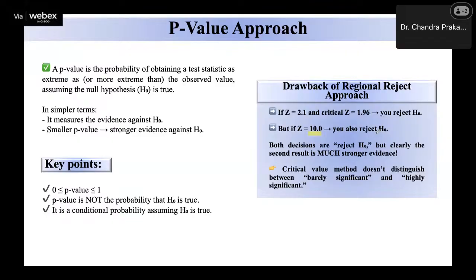So a p-value approach is used. The p-value is the probability of obtaining a test statistic as extreme as the observed value, assuming the null hypothesis is true. It measures the evidence against H0. A smaller p-value means stronger evidence against H0. The p-value is between 0 and 1. The p-value is not the probability that H0 is true; it is a conditional probability, assuming H0 is true.